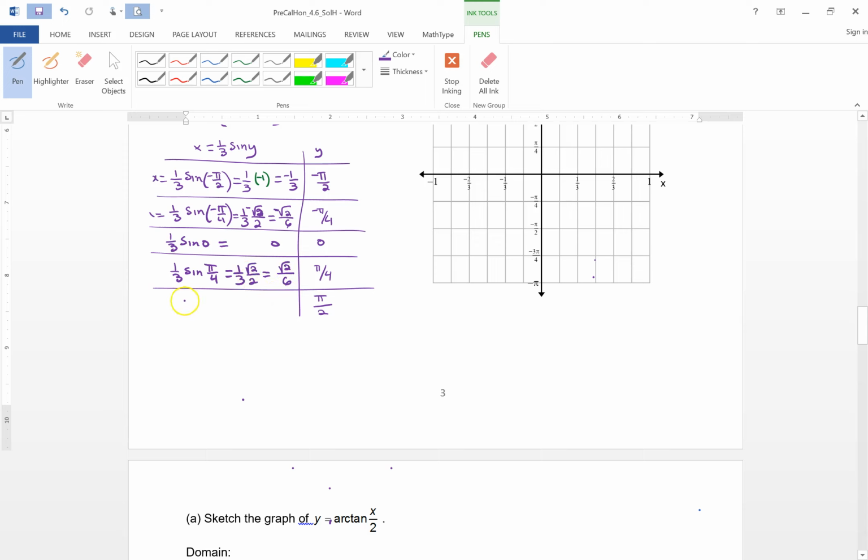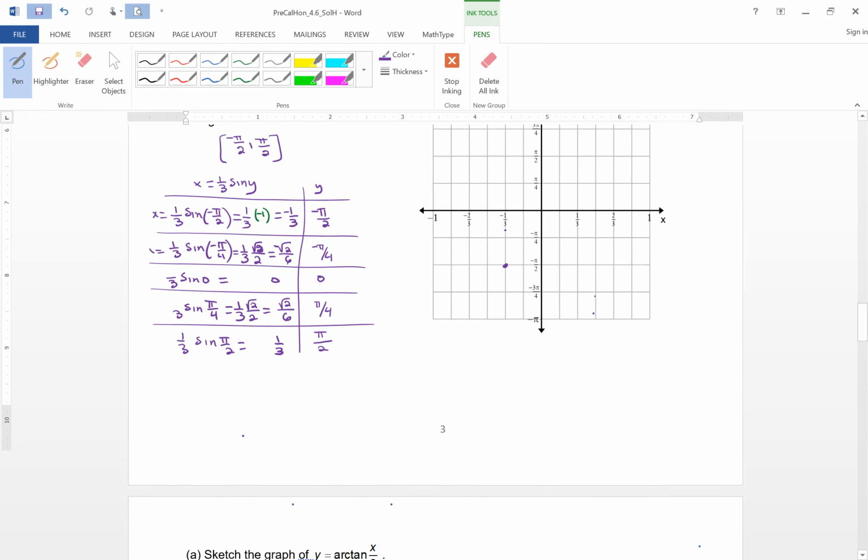Root 2 over 6. And finally, 1 over 3 sine of pi over 2 is 1/3. Okay? So now I'm going to graph my x and my y. When x is negative 1 over 3, y is negative pi over 2 here. Yeah, it's the other way, it's the inverse. So now, let me do the end points first and then the half point.